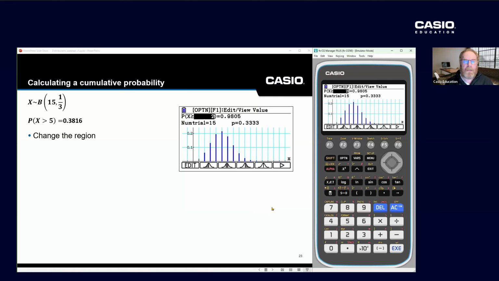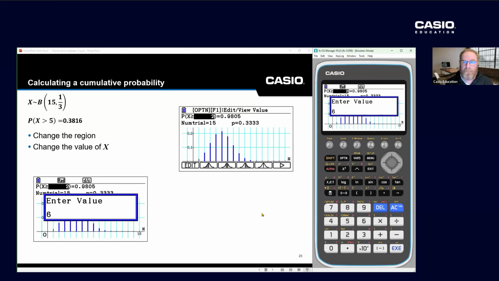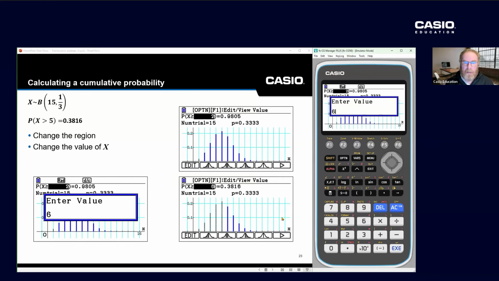Now that doesn't really help because I wanted 6 or more, so it is quite easy to change the value of x. All I have to do is just enter a value. Don't need to do anything else so long as the x value is highlighted. And then when I calculate, the vertical line graph changes to just show 6 or more being highlighted, and a new probability is given, the 0.3816, which we are familiar with.